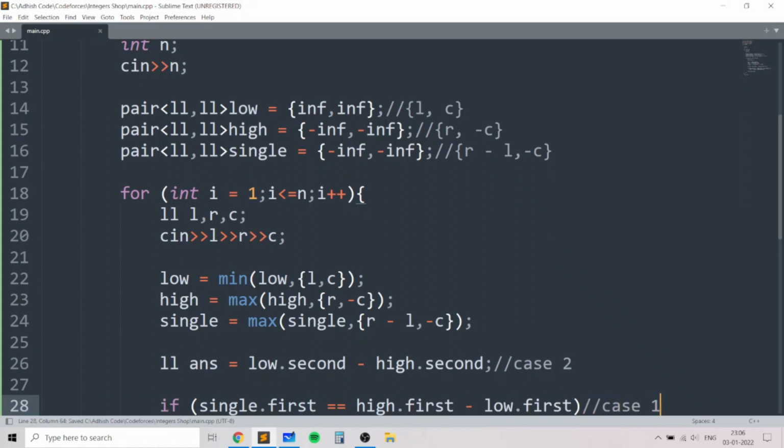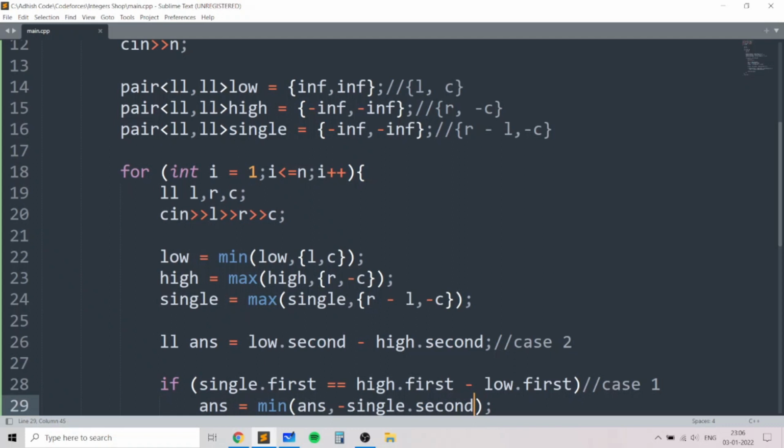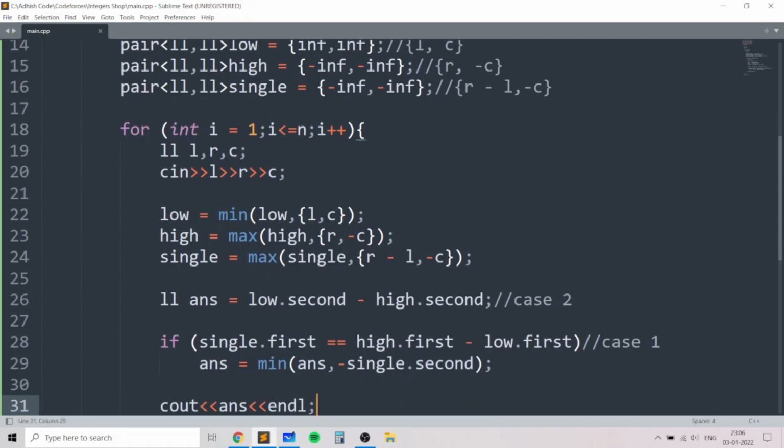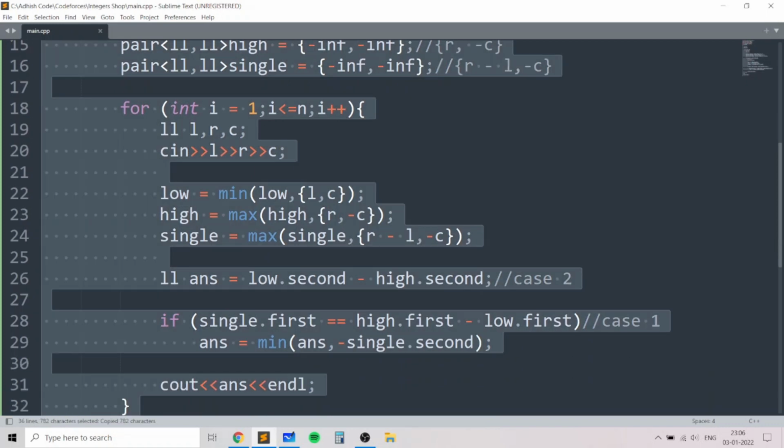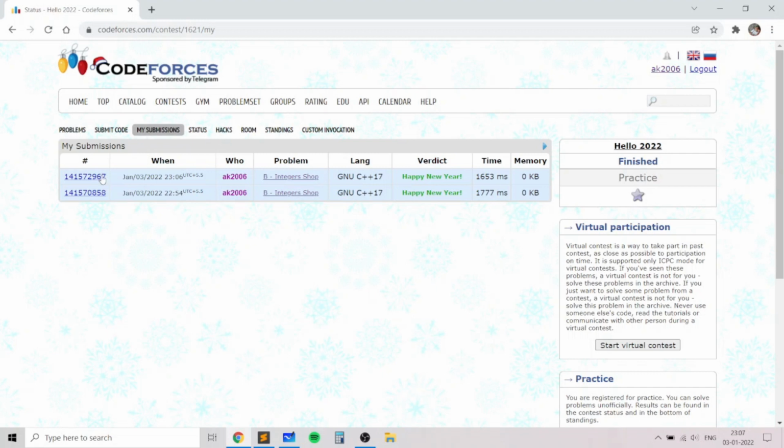And for case 1, if the condition is met that the single interval single.first contains the entire interval, which has the high value and the low value, then we will set the answer to be the minimum of answer and the maximum value of the negative c, which will give the minimum value of the cost, and that's why we perform this operation. And in the end we just print the answer with an enter, and you can verify this code gets accepted.